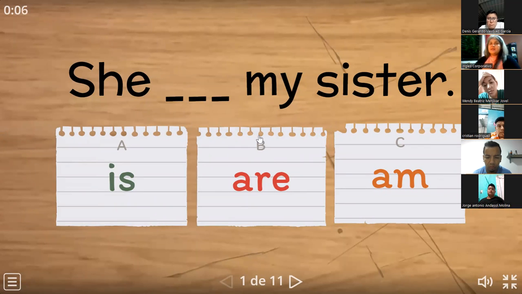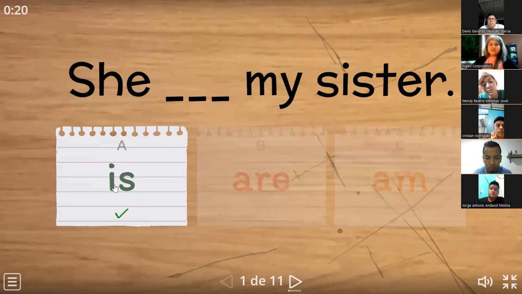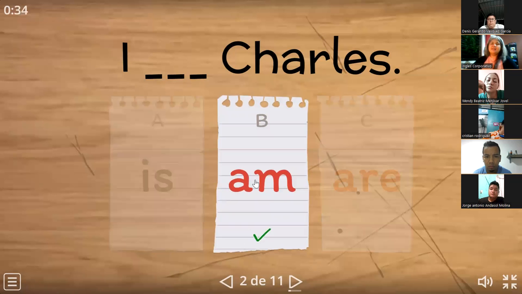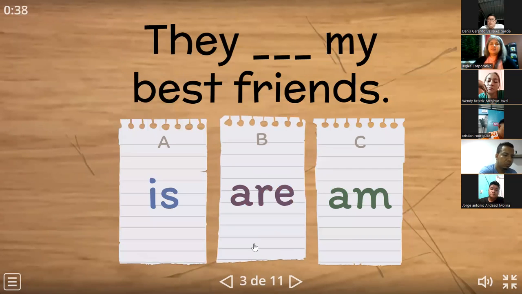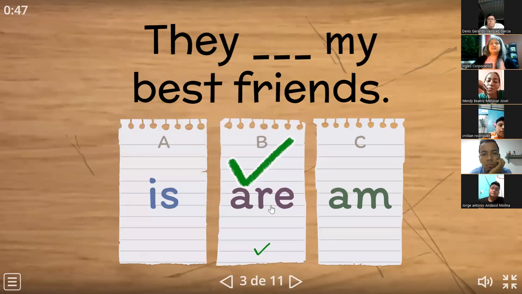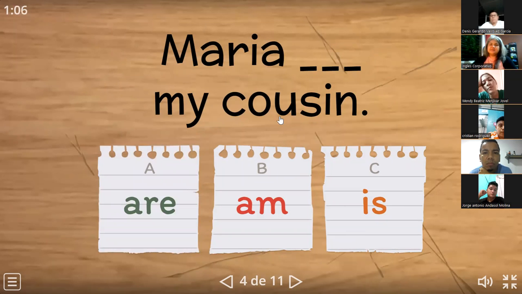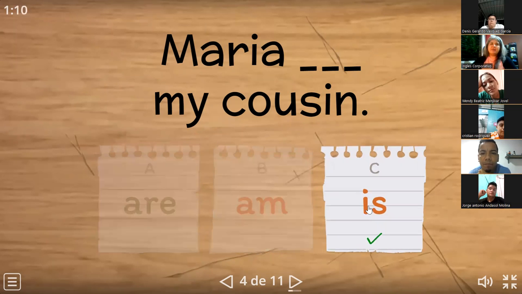Okay. In this sentence, en esta oración, what will be the correct form? ¿Cuál sería la forma correcta? She's my sister. Okay, very good. She is my sister. Okay. In number two, I am Charlie. Okay. I am Charles. Okay, number three, they are my best friends. Okay, they are my best friends. Number four, Maria is my cousin. Okay, is my cousin. ¿Saben qué significa cousin? Prima. Primo o prima, okay, very good.